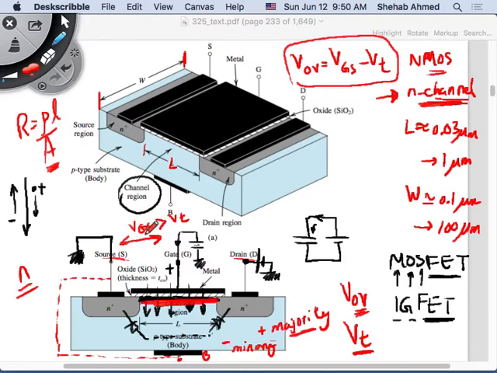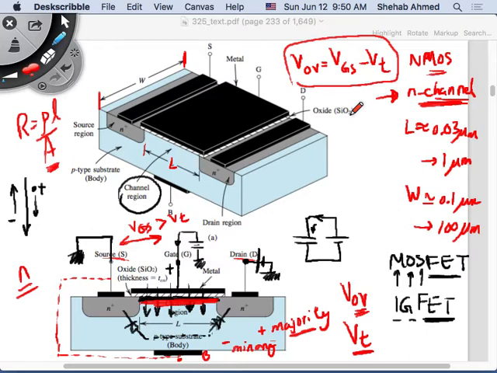So everybody's okay with the gate to source voltage now? What's the application of that and the threshold voltage and overdrive? Yes? What is the overdrive? Overdrive is how much gate voltage above threshold voltage you are applying, right?